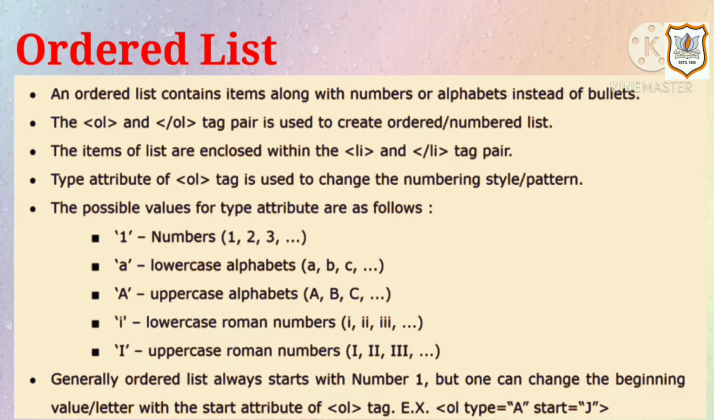The possible values for type attribute are numbers, lowercase alphabets, uppercase alphabets, lowercase Roman numbers, uppercase Roman numbers. Generally ordered list always starts with number 1, but one can change the beginning value or letter with the start attribute of OL tag. Example, OL type equal to A, but we can start with G.